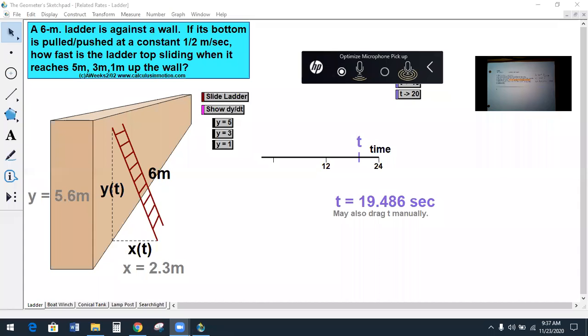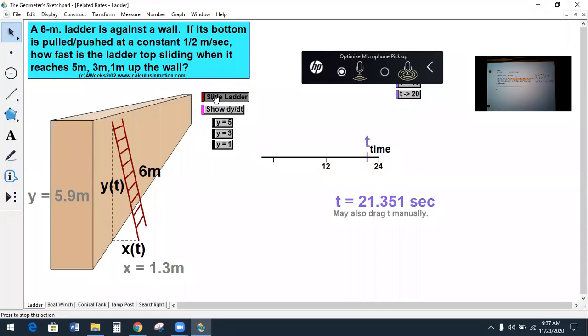So this is saying that we have a 6-meter ladder leaning against a wall, and the bottom of it is sliding out. Everything is going to be moving here, and I'm going to slide the ladder in a second so you can see it. The question is, how fast is the top of the ladder sliding down when it reaches 5 meters? They also say do 3 meters and 1 meter. Don't worry about those. We're just going to solve the problem once.